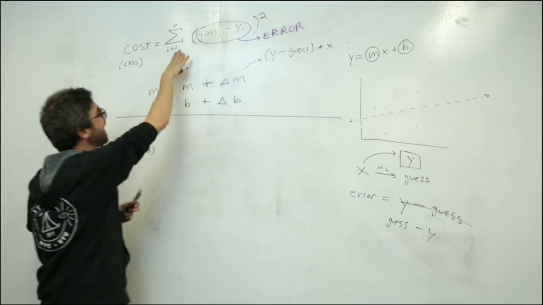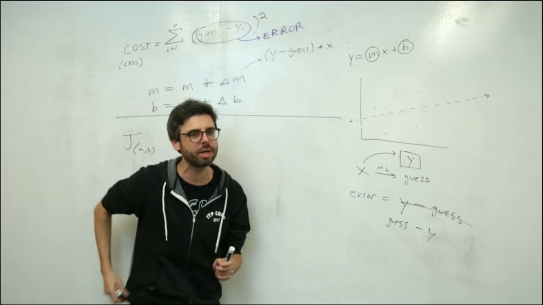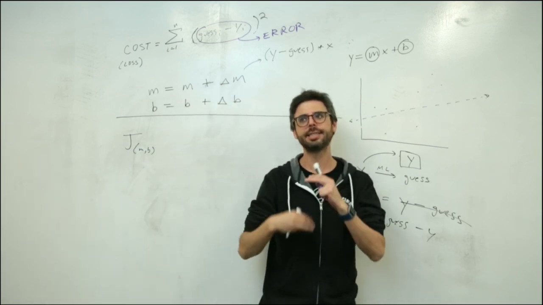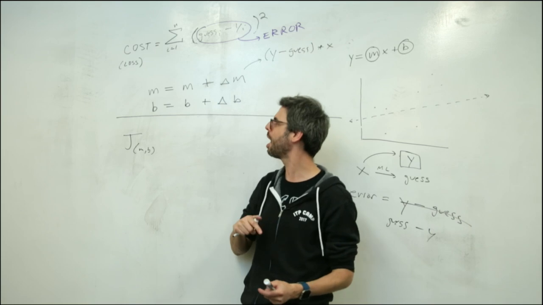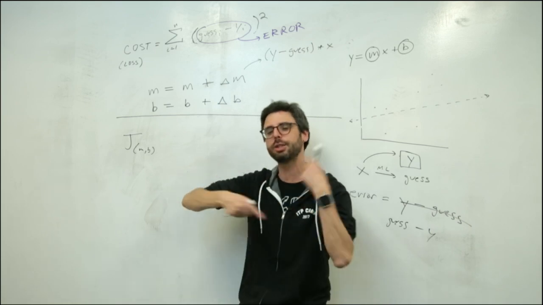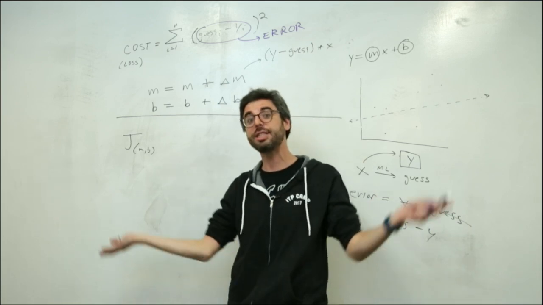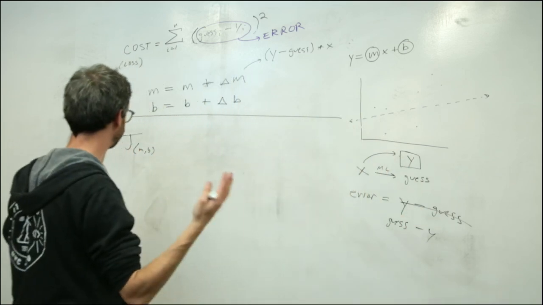And I'm also going to take out the summation. The summation's kind of important, but this has to do with that stochastic versus batch gradient descent that I talked about in the previous video, where I want to get the error over everything, or I just want to look at each error one at a time. So let's simplify things and say we're looking at each error one at a time.